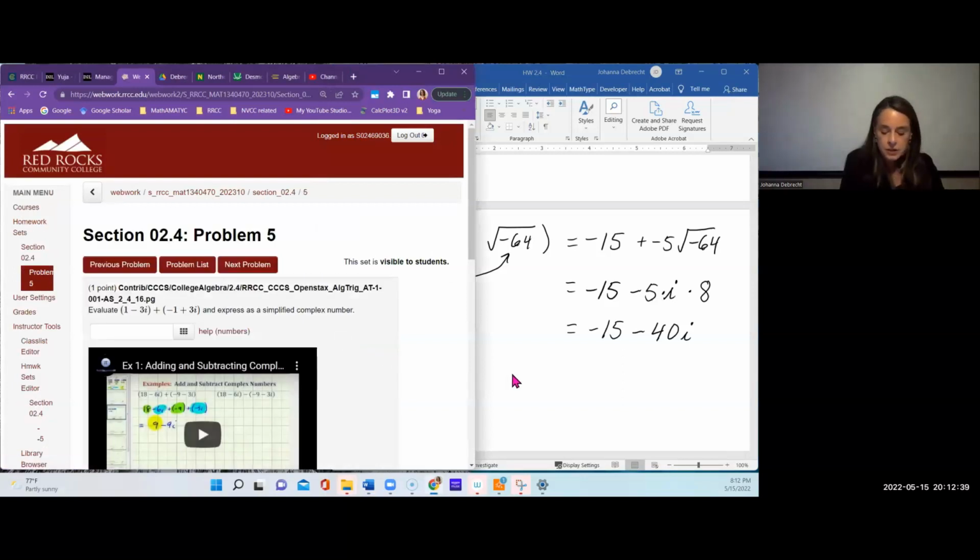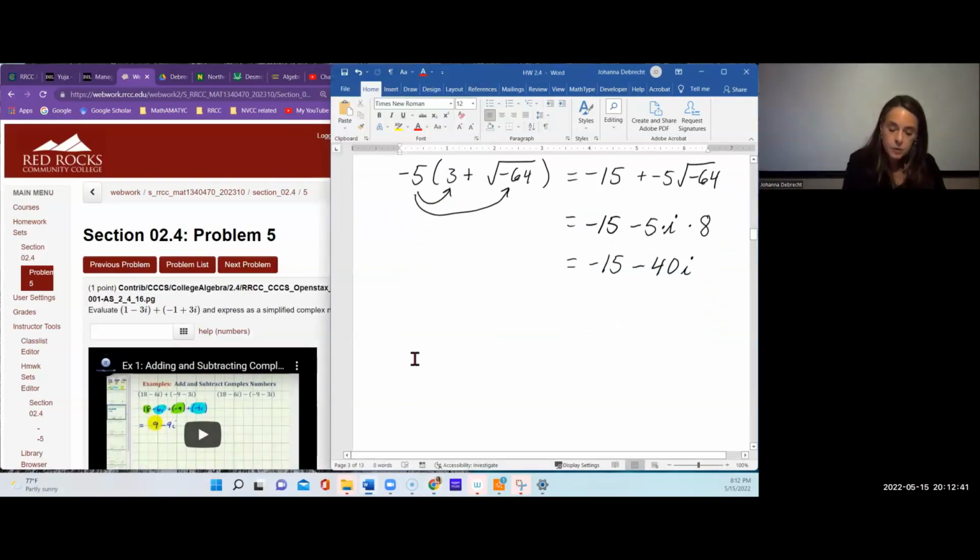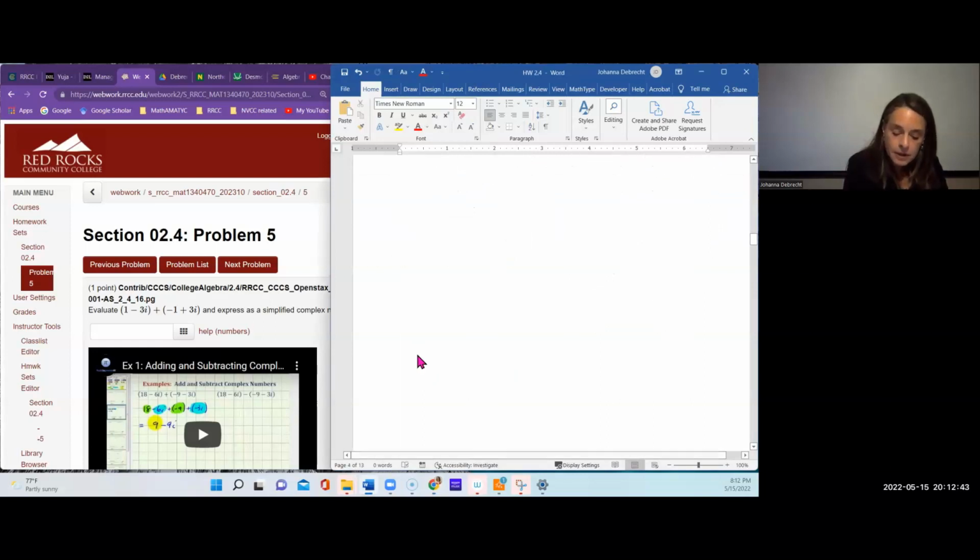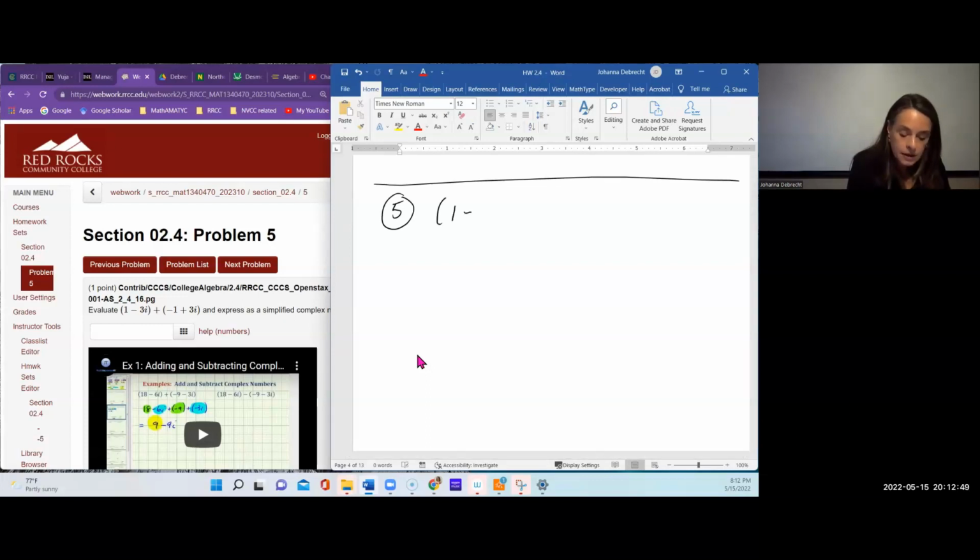Now let's switch gears and add them together. We want to talk about how to add complex numbers. If we're adding complex numbers, the rule is exactly what you think it would be. You're going to combine like terms. You're going to add the real parts together and add the imaginary parts together and keep the I. In other words, you're going to rearrange this so it looks like 1 minus 3I plus 3I.